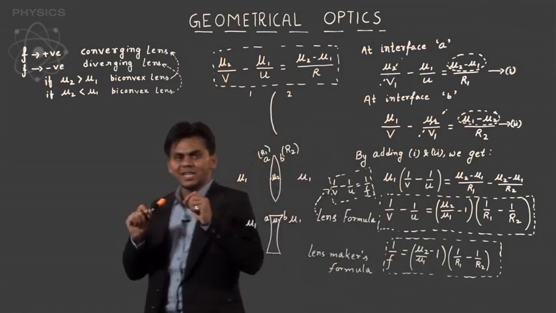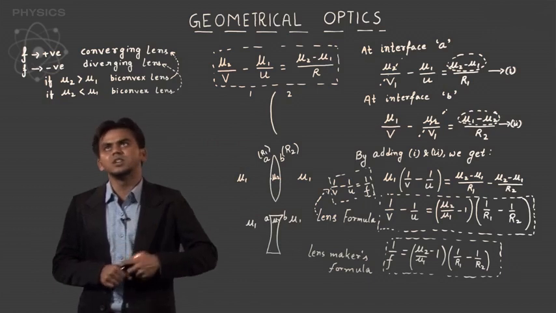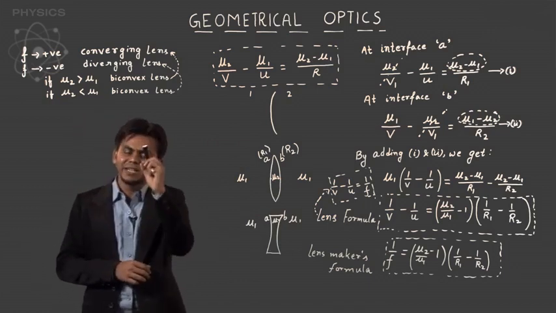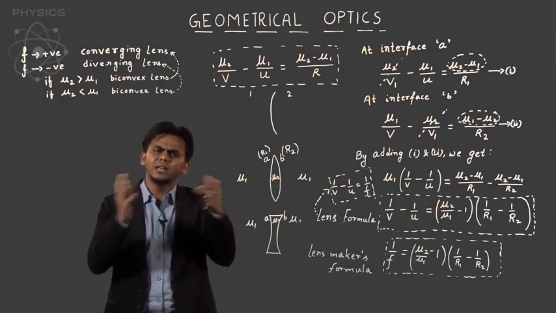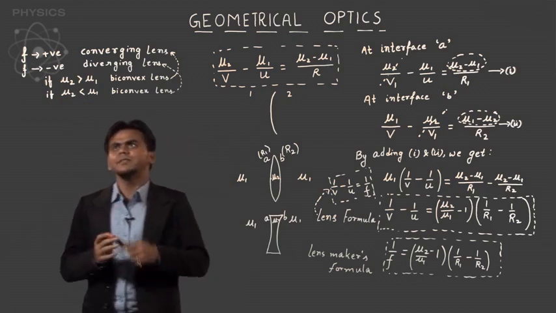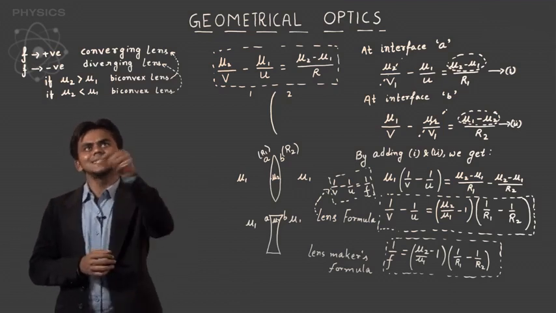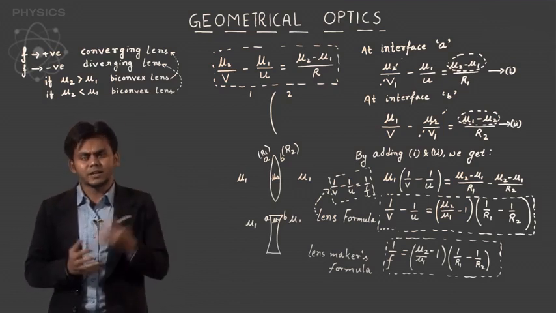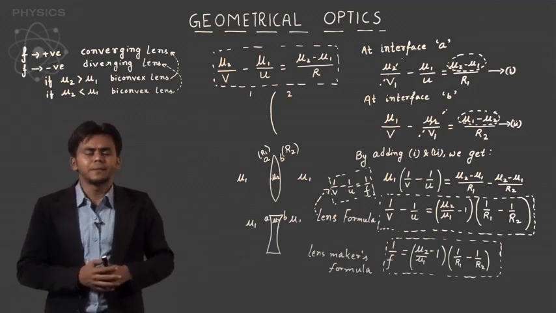And just for the sake of example, a biconvex lens would be a converging lens only under the situation when your mu2, the lens material refractive index, is greater than the refractive index of the medium in which it is. And when the refractive index of the material of the lens is lesser than the medium refractive index, then the biconvex lens is a diverging type lens.